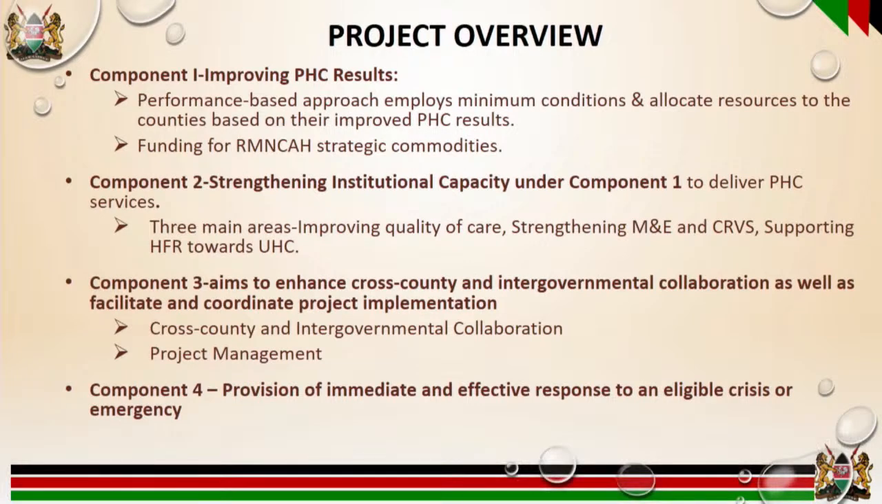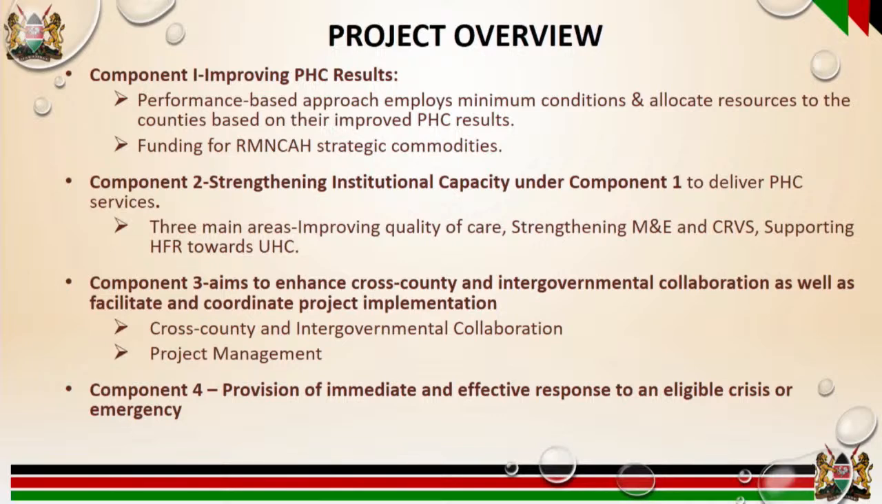So just an overview of the THS project in brief. Component 1 targets improving primary healthcare results. It uses a performance-based approach and employs, like I said, minimum conditions to allocate resources to the counties. We also have component 2, which is implemented at the national level. And the three main areas are improving quality healthcare. You've heard of the joint health inspections in your respective counties. The strengthening of M&E and CRVS, and supporting health financing reforms towards universal health coverage.